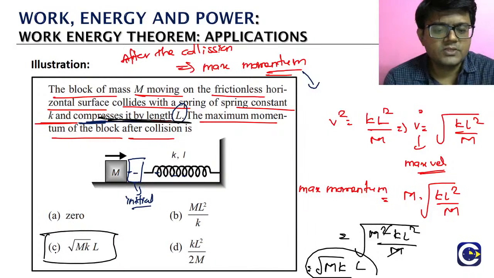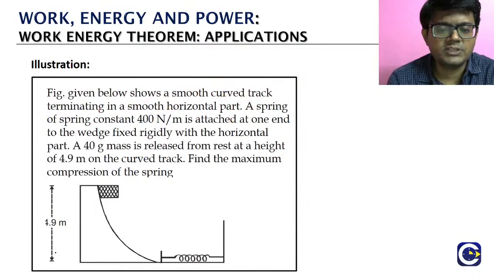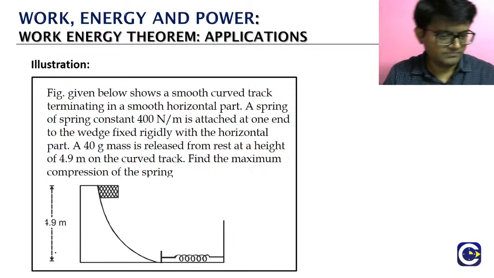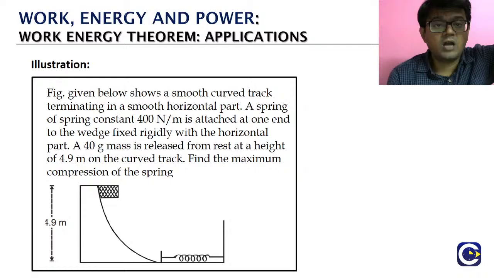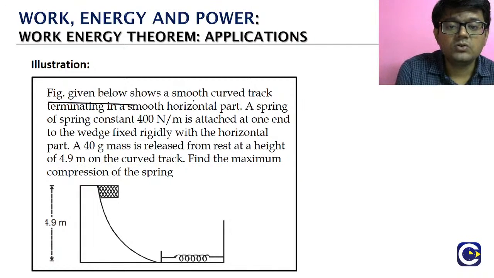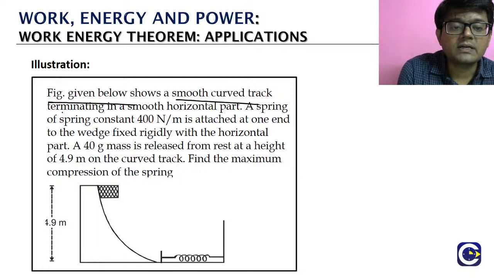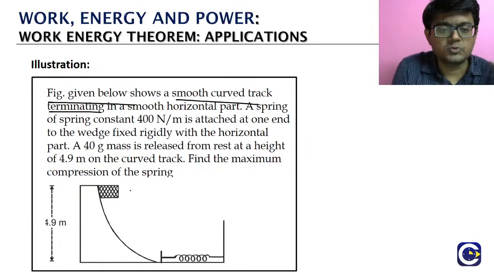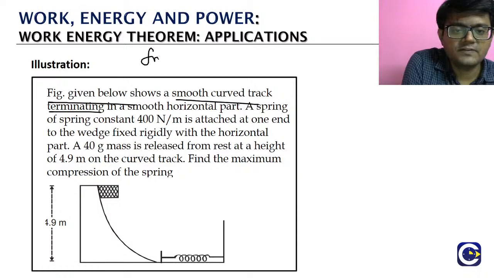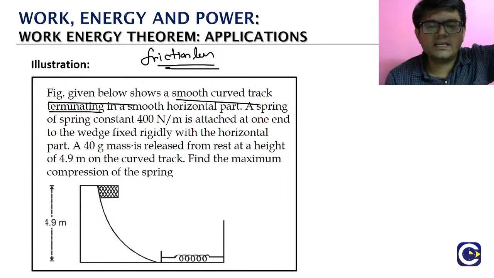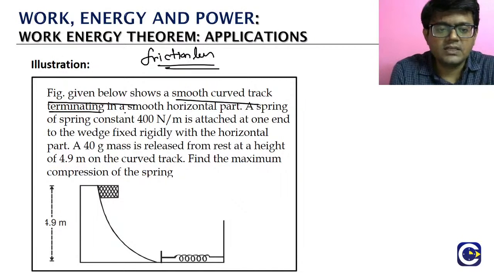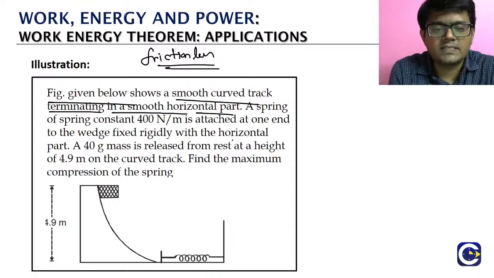Okay, so then this is another type of question. Look here, this is a different one. Here we are seeing a block which is coming from some height. The figure given below shows a smooth curved track. Smooth means what? Frictionless. In the figure there is a smooth curved track and a smooth horizontal part.